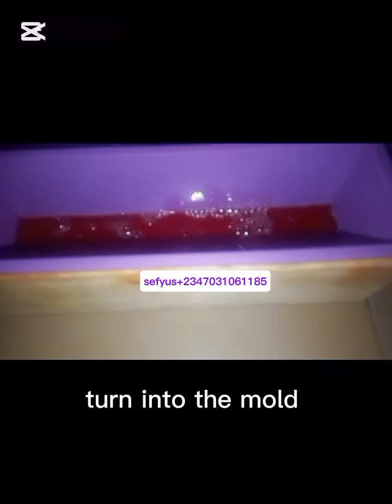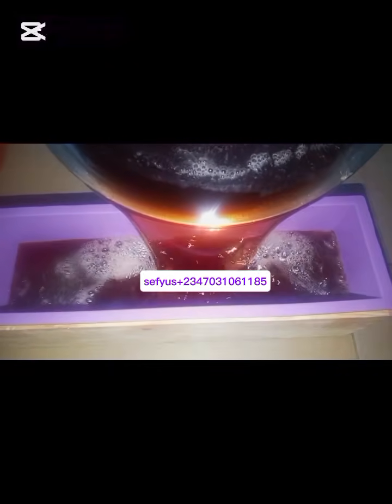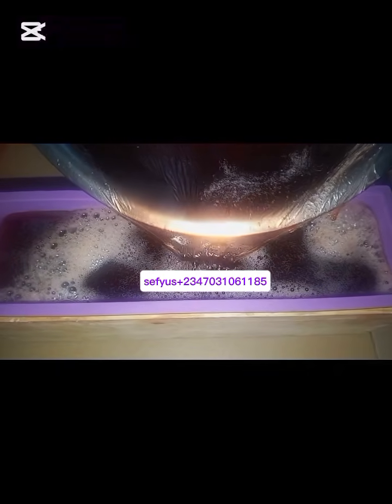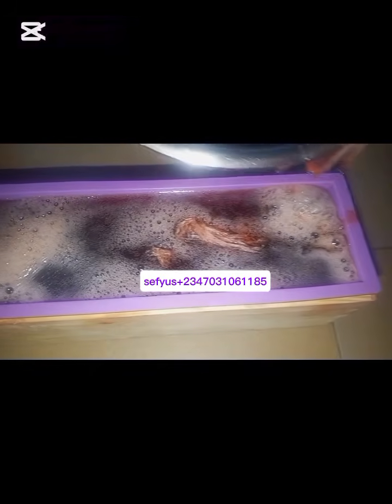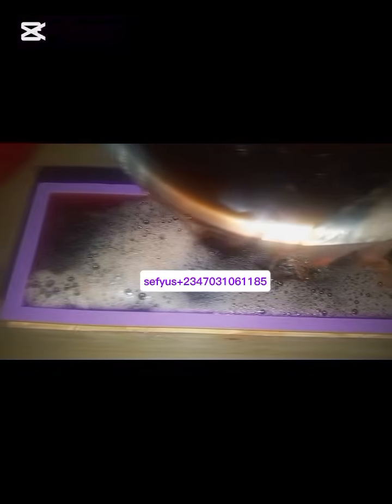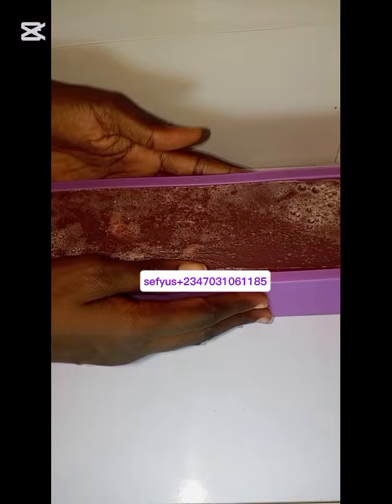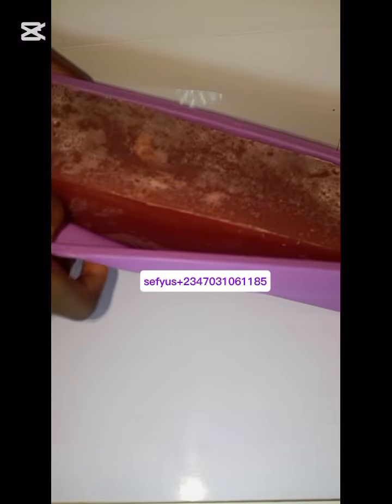I fetched out some for my facial soap, because I did this particular one for a customer and I don't have facial soap again. I fetched out some for my facial soap, to which I'm going to add some essentials that I will need. Then I'll be using it for myself or give out if I like, or even sell, because at the end of the day, the facial one is like 4 bars. Yeah, I think 4 bars.